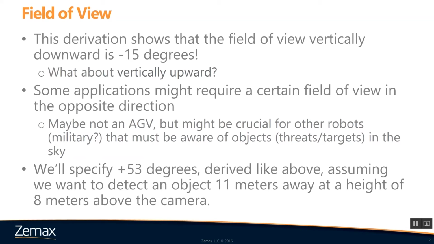What about vertically upward? Some applications might require some decent field of view in the opposite direction. That may not be the case for an AGV, but it might be crucial for, let's say, military robots that have to be aware of what's going on in the sky. So we're going to specify positive 53 degrees, derived in the same way that we just derived the negative 15 degree requirement, assuming that we want to detect an object 11 meters away at a height of 8 meters above the camera.